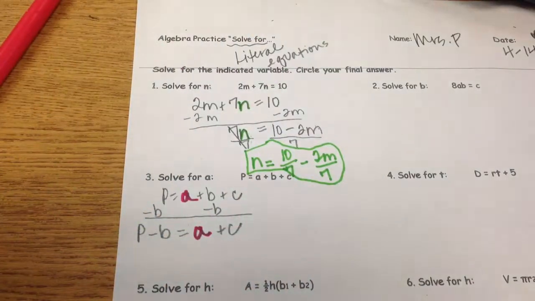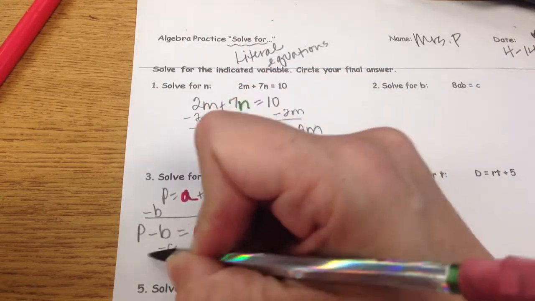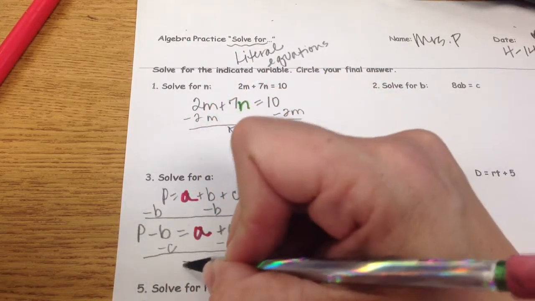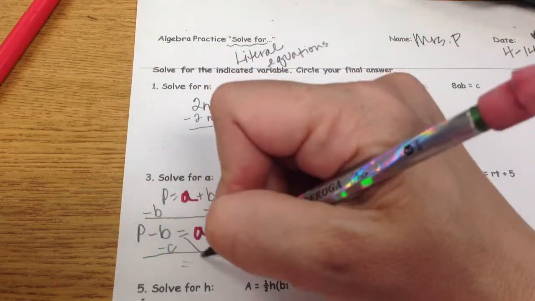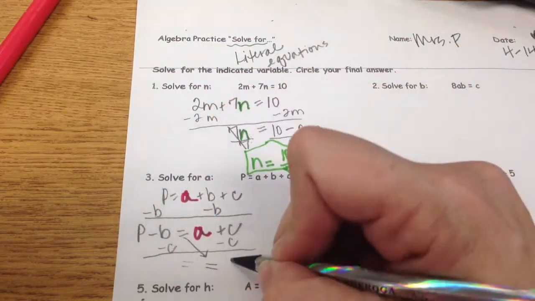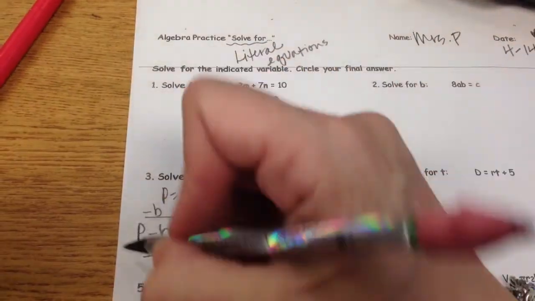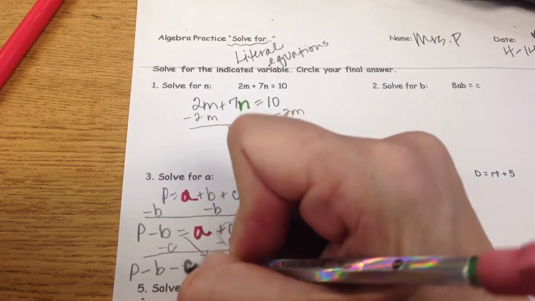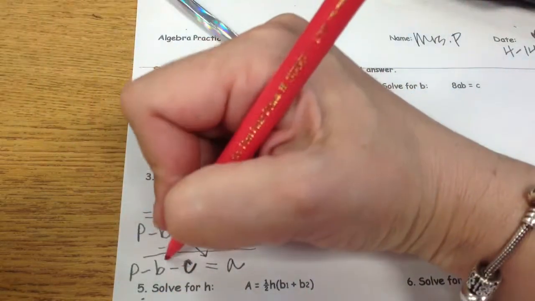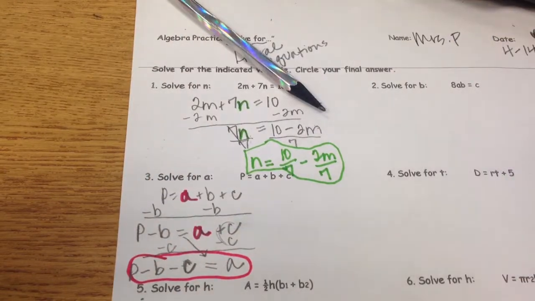Still solving for a. And then I'm going to take away the c from both sides. And I'm in the same position I was on the other problem, is that I'm going to move this equal sign over. I've got a lot going on. My equal's going to come over here. I've got my a alone. The c goes bye-bye. And then on the left-hand side, I can just write it as p minus b minus c. I've solved for what a would be equal to. P minus b minus c.